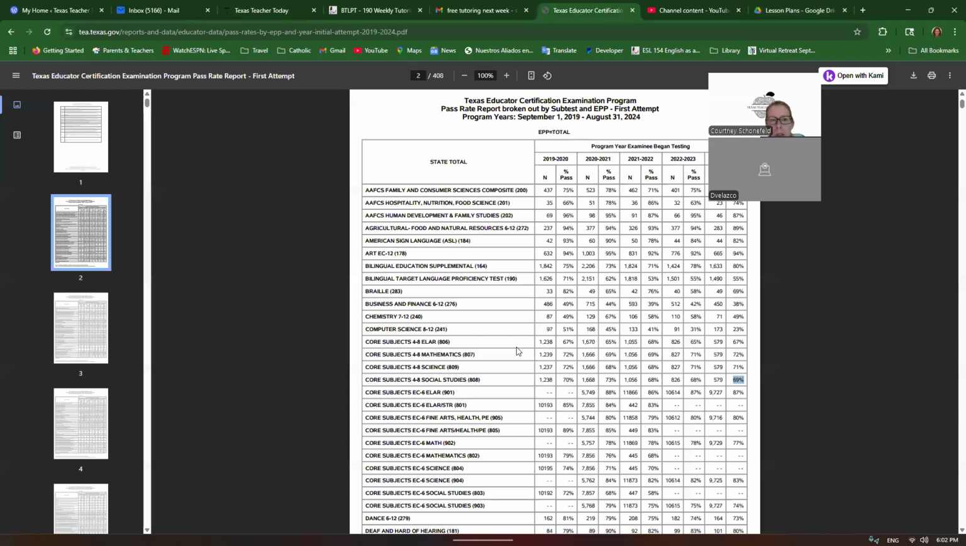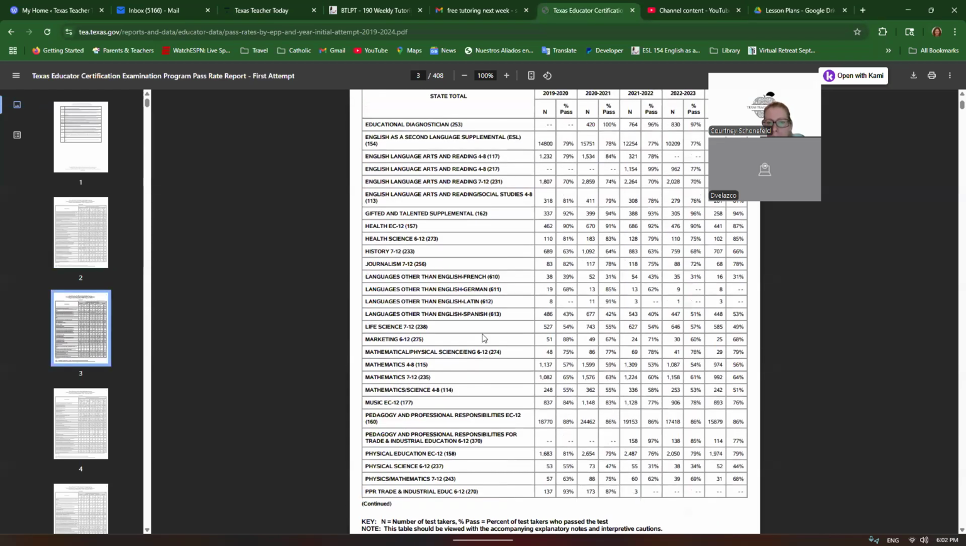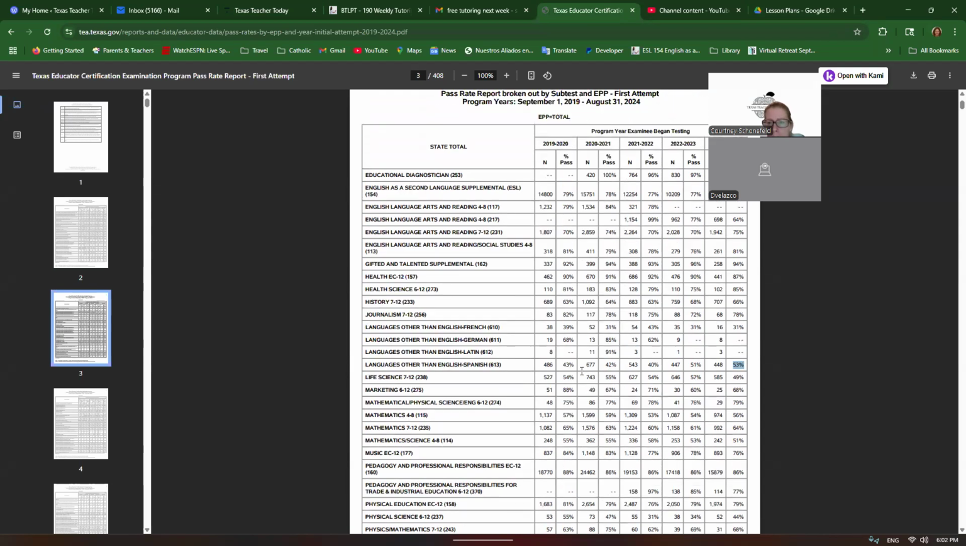Oh, and before we start, I want to show you the passing rate for the LOTE is 53%. So it actually has been going up a little bit, which is good news, right? It used to be as low as 40%, and now it's up to 53%, but that's still a pretty bad rate. You can see most tests have a higher passing rate. So it's important for us to prepare.